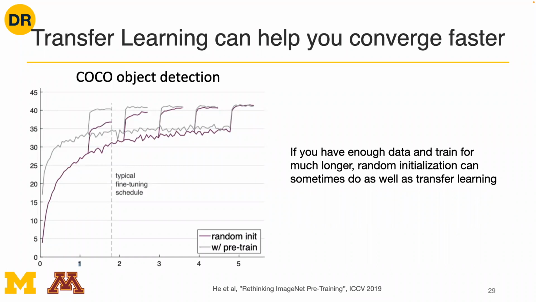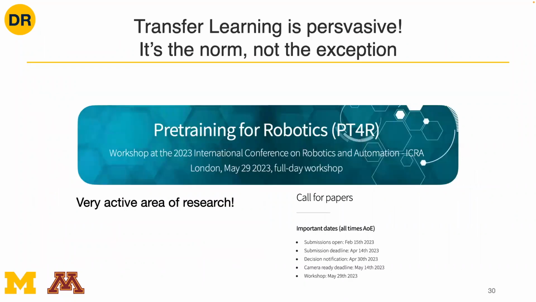Okay, so transfer learning is very pervasive, and it's commonly used these days. For instance, we recently saw this announcement that there is a workshop that talks about pre-training for robotics. So this is a very active area of research, and this conference is happening in London in May. It's a full-day workshop, and I hope they will do recording.